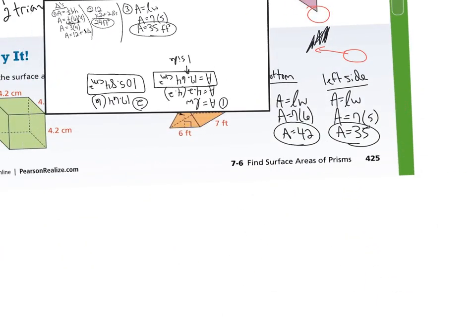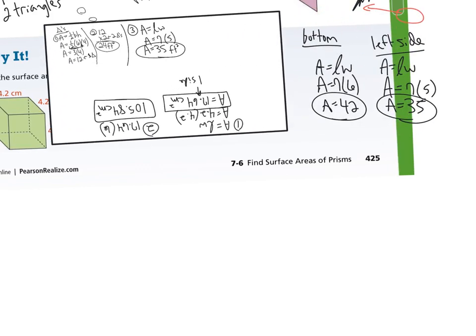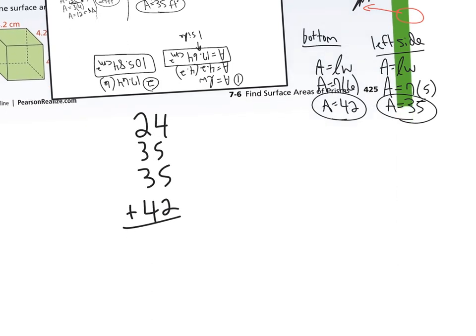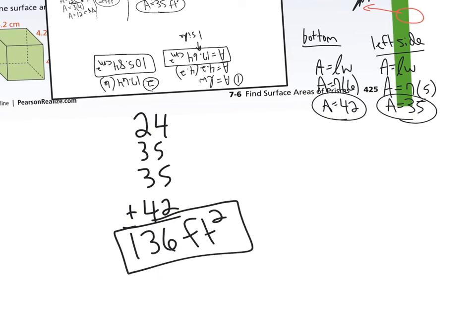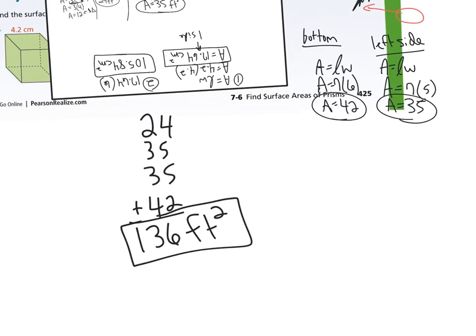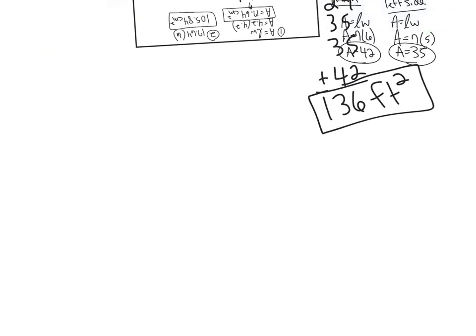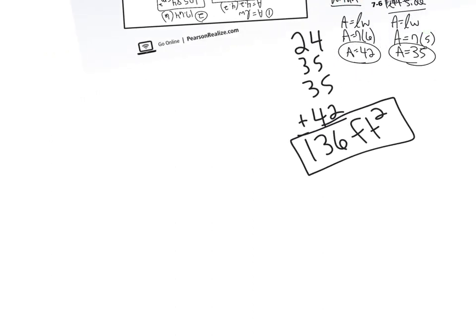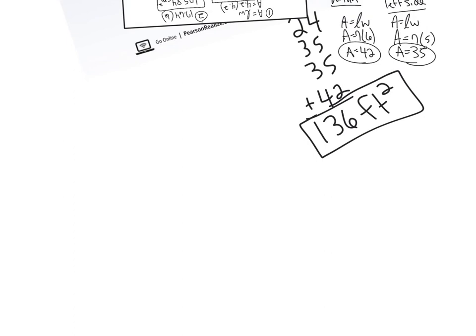And then once we've got that figured out, it's just going to be adding these numbers together that we found earlier. So it'd be adding together 24, 35, 35, and 42. And that would be 136. So 136 square feet would be the surface area on that problem. I was kind of all over the place there with my work. If you guys want to try to do this more organized, that's not a bad idea.